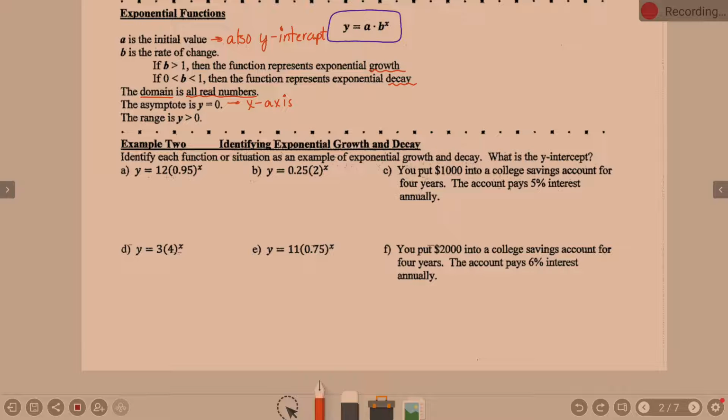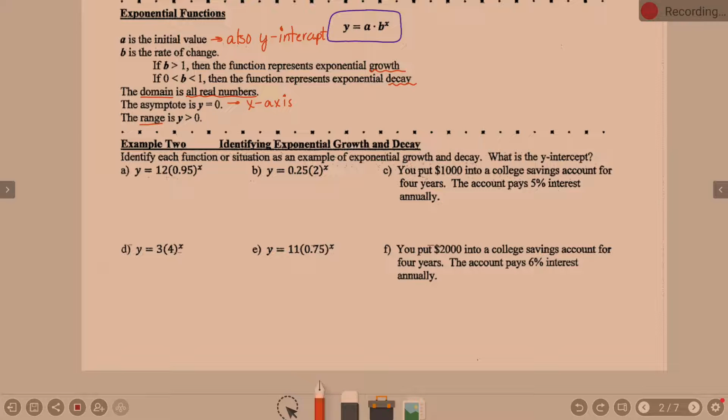And then range. The range is y greater than 0. So I'm saying the range is positive values. Well, where were all these graphs? They were all above the x-axis, weren't they? And so that's saying that my range is all positive y values because it's all the values above the x-axis. Okay, so that's just a little bit of information. We'll use it sporadically here. And that kind of goes along with the graphs we just talked about.